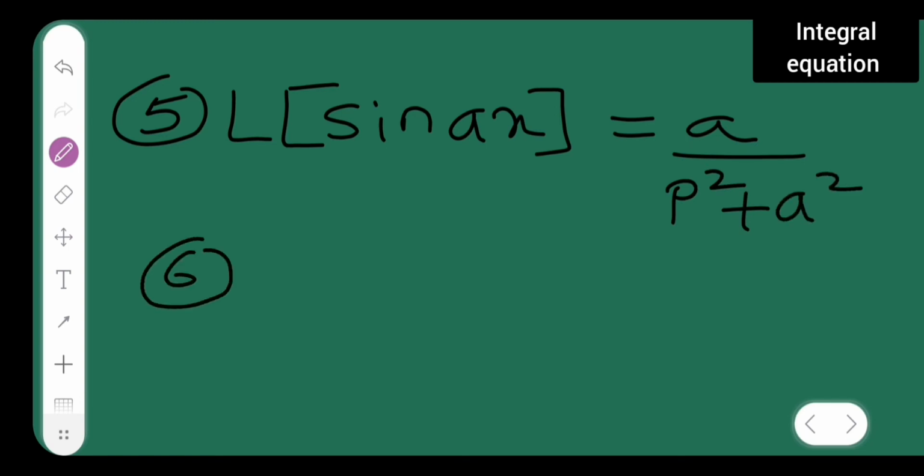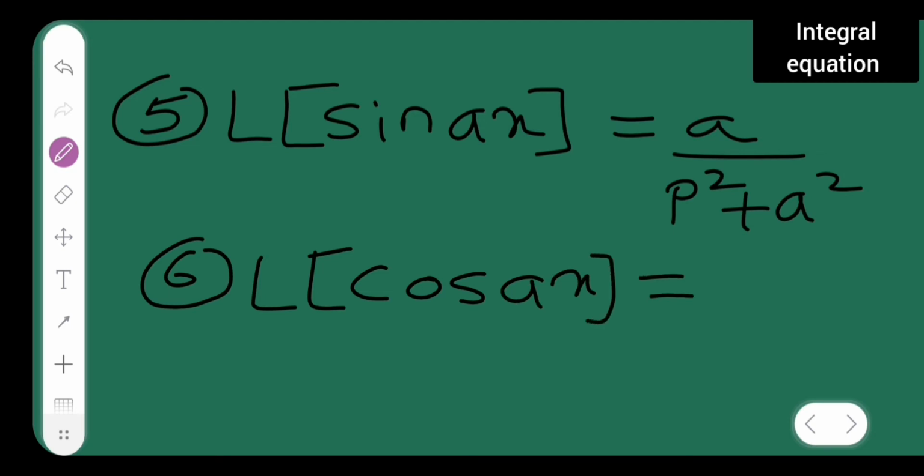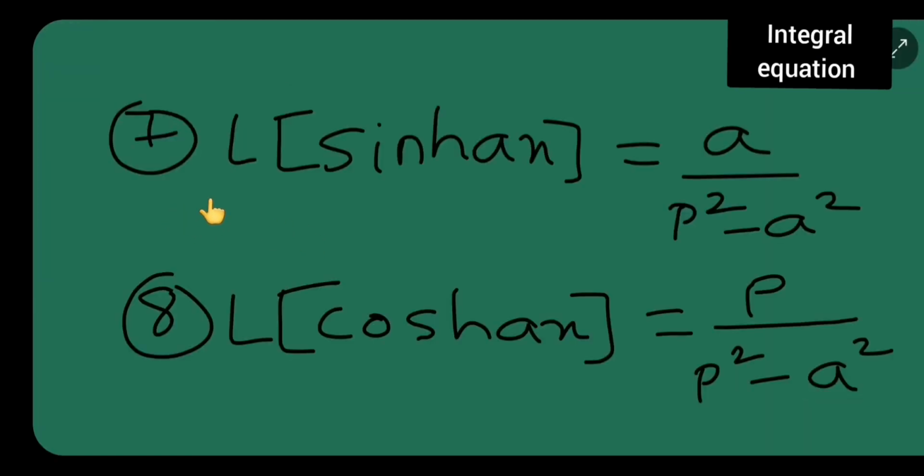Let me write the sixth one. Laplace of cos of ax is equal to p upon p square plus a the whole square. Now the seventh one is Laplace of sine hyperbolic of ax, which is equal to a upon p square minus a the whole square. Eighth one is Laplace of cos hyperbolic of ax, which is equal to p upon p square minus a the whole square. So I am done with the formulas.